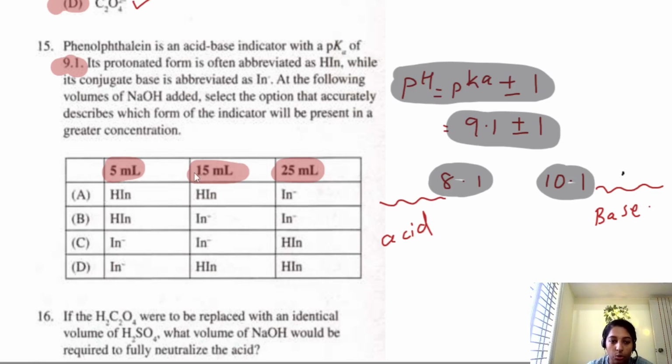So for the first two, the acid form will be predominant. Which option is that? Acid form means HIn. Acid form means HIn. Clear? So below 8.1, acid form will be predominant. Above 10.1, base form will be predominant, so In minus. Okay, so you can go with option A.